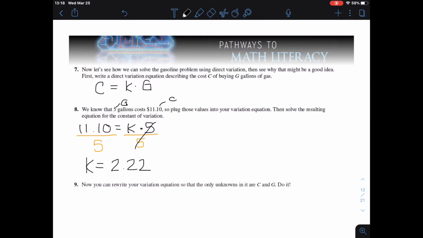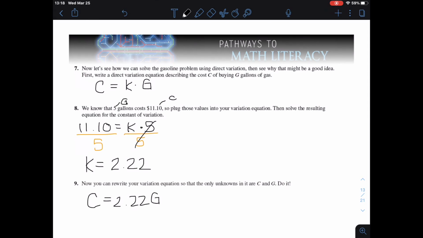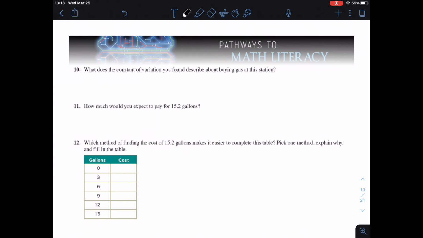So we can write our variation equation. The cost for G gallons of gas is 2.22 times the number of gallons. Okay. All right. So this constant is 2.22. What that is, is the cost per gallon of gas.